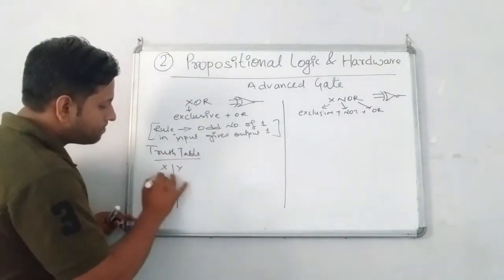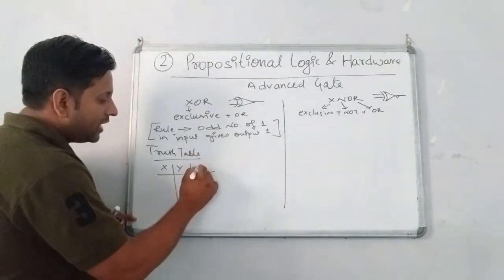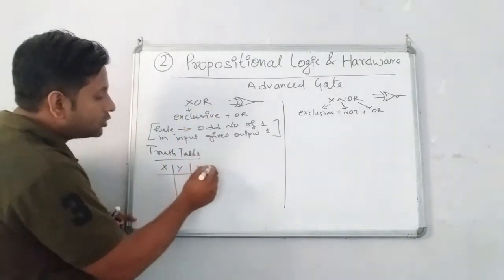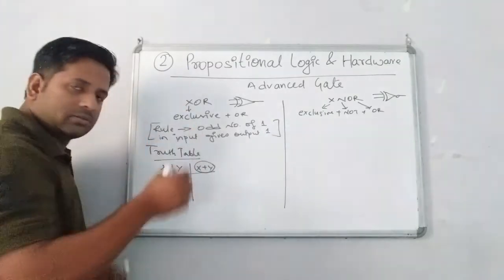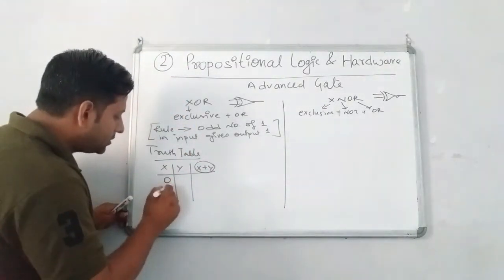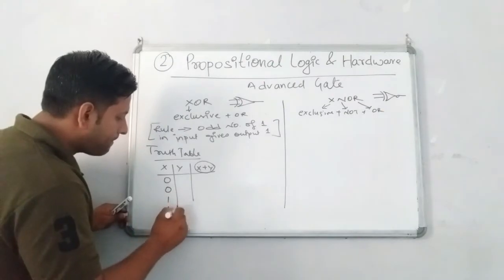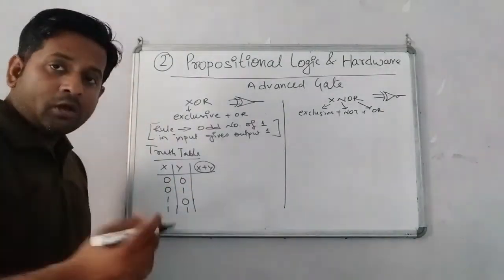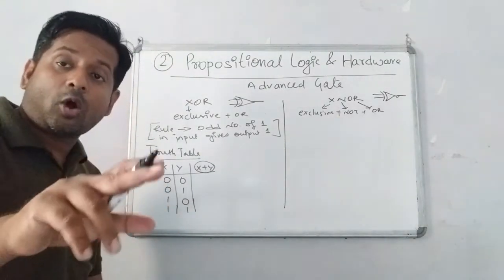X, Y. Output is X plus Y because odd is there. And exclusive OR, so a circle will be there like this, inside the circle X plus Y. Now 00 11, 01 01. Rule, you have to remember odd number of 1.